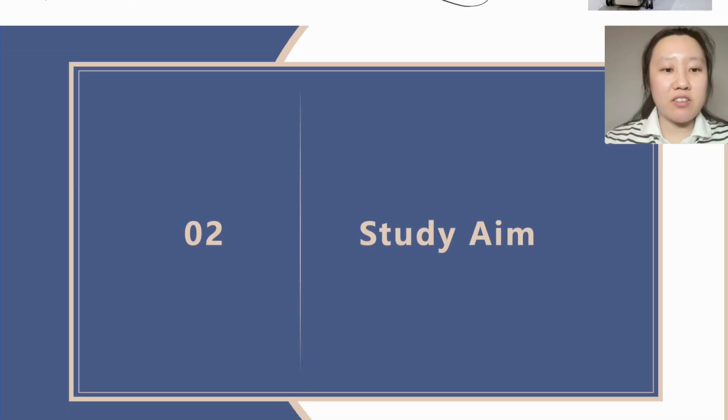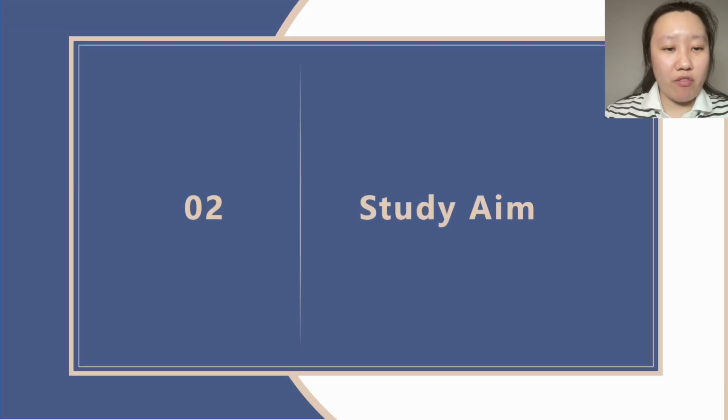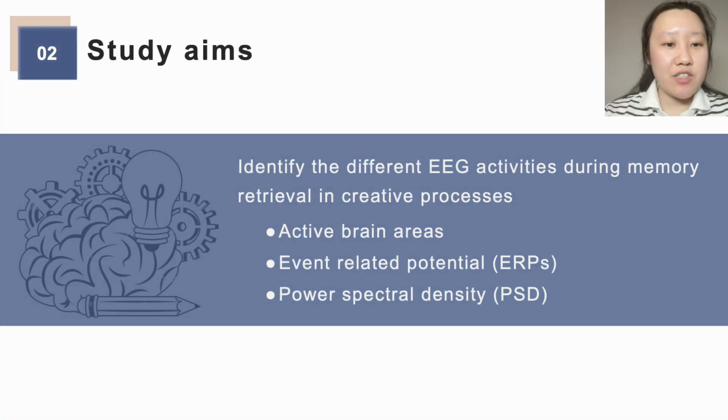So from the existing studies, we try to summarize our research aim. We will identify the different EEG activities during the memory retrieval in creative processes. The EEG is what we have mentioned in the introduction. It's a kind of device that can collect the brainwave data.